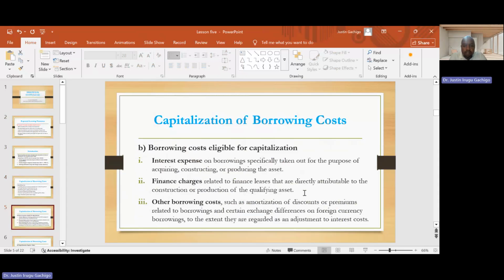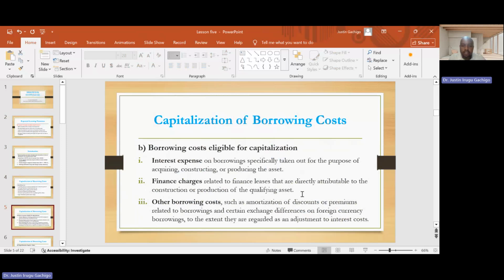Then we have the borrowing costs that are eligible for capitalization. These costs include, one, the interest expenses on borrowing specifically taken out for the purpose of acquiring, constructing, or producing the asset. Finance charges relating to finance leases that are directly attributable to the construction or production of the qualifying asset. Other borrowing costs, such as amortization of discount or premium related to borrowing and certain exchange differences on foreign currency borrowing, to the extent they are regarded as an adjustment to the interest cost.